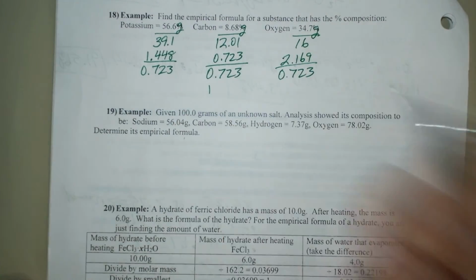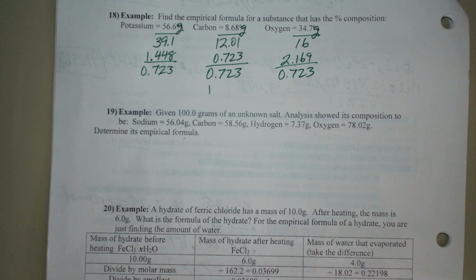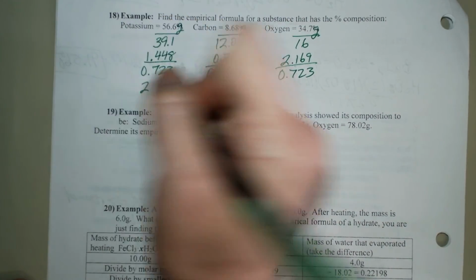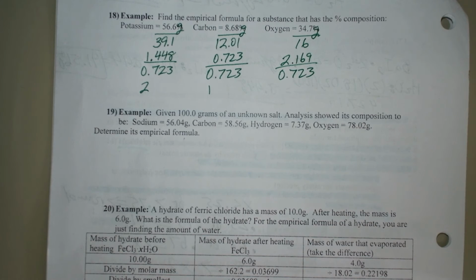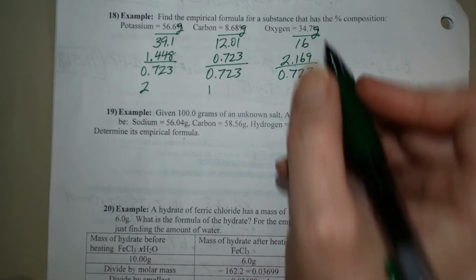Okay, so obviously carbon is 1. And when you put 1.448 divided by 0.723 in the calculator, you get like 2.003066, something like that, right? That's really, really close to 2, so we're just going to call it 2. And then 2.169 divided by 0.723, you should get exactly 3. You should get an actual integer out of that one.